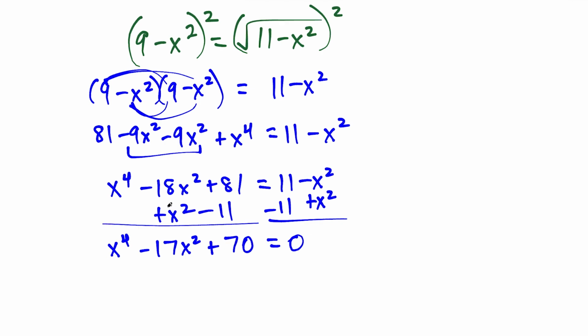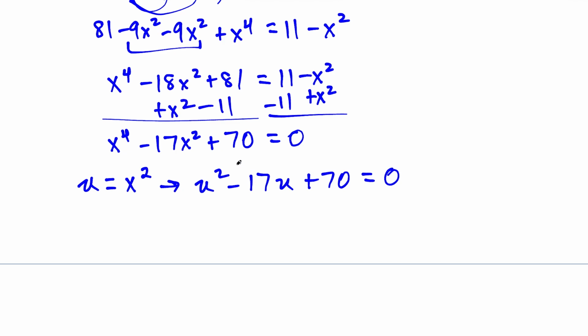Now from here, if you could handle factoring this fourth degree polynomial without substituting, then great. Otherwise, you might want to make the substitution u is equal to x squared, and then you can rewrite this equation as u squared minus 17u plus 70 is equal to 0. So now we're looking for two numbers that have a sum of negative 17 and a product of 70. And that would give us u minus 10 times u minus 7, and this is all equal to 0.